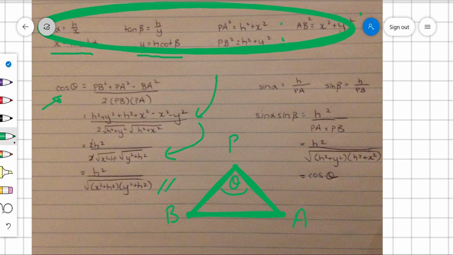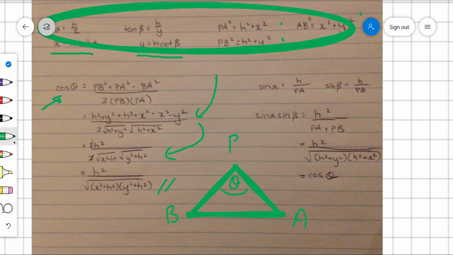So that's great. They were just using all the conditions. Then it says, hence show that sine alpha sine beta equals cos theta. All right, so let's go back to sine alpha. Alpha came from that triangle APQ. So if I go back to sine alpha there, I get the opposite, which is h, over the hypotenuse, which is AP or PA.